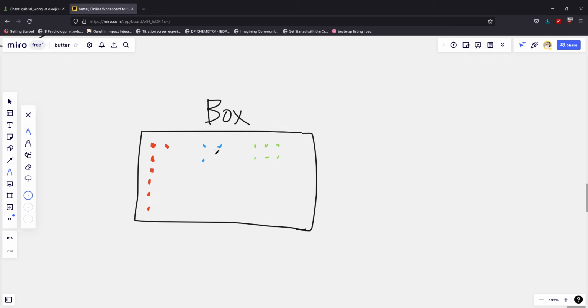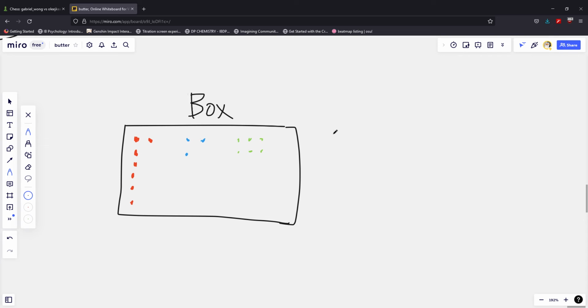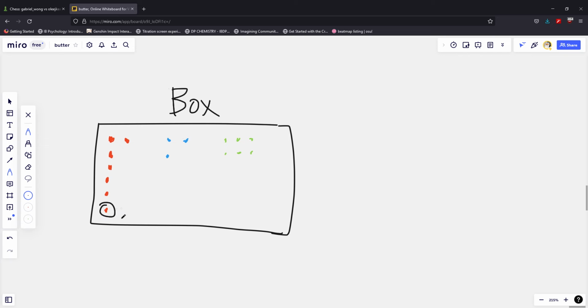So let's start off with a question. We have a box with 7 red balls, 3 blue balls, and 6 green balls. Now, pretend I take out a ball at random, and it just so happens to be one of these red balls. I'm going to leave it out, and now take another ball at random from the remaining balls. What is the probability that I pick out another red ball?